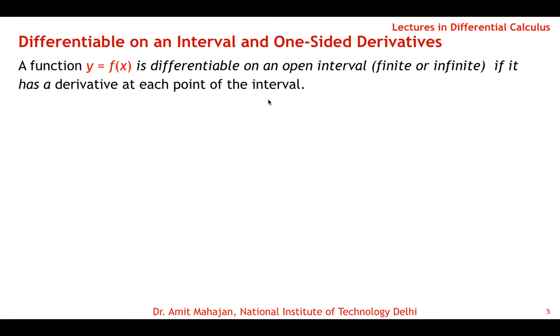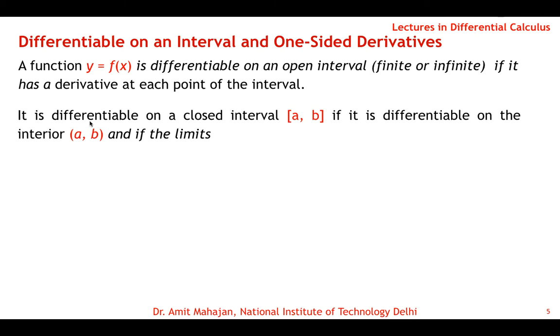And if the interval is a closed interval, we call this function differentiable on a closed interval if it is differentiable on the interior, that means in the open interval AB, and if the derivative exists at the end points. At the end points, we can calculate the derivative only from the left or from the right, so if those one-sided derivatives at the end points exist, then we say that it is differentiable in the closed interval.